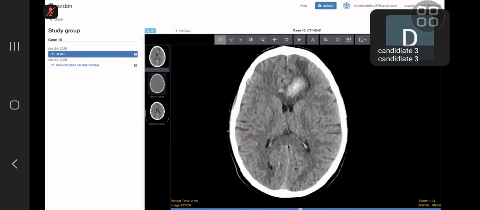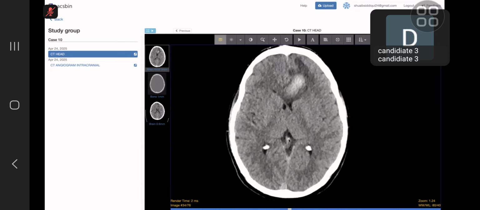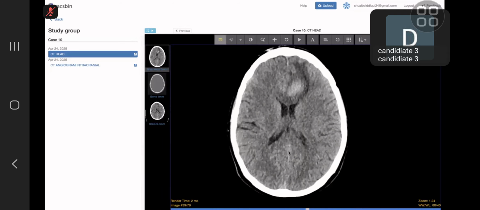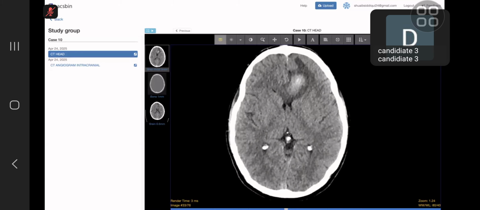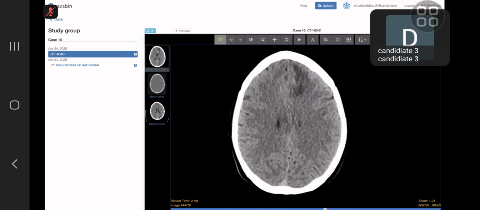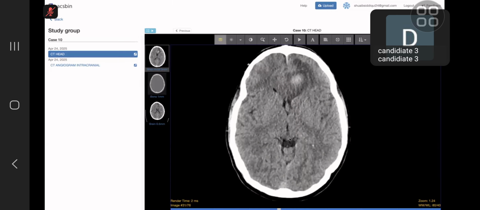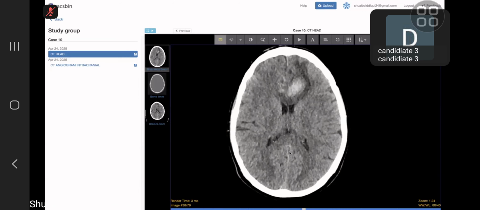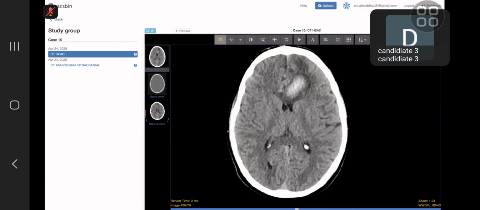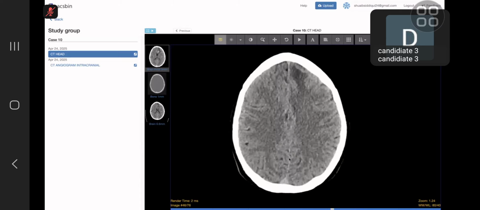This hyperdensity is not causing mass effect on the ventricles. I couldn't see any evidence of hydrocephalus yet. At the same time, I am suspecting that it caused mild midline shift of the brain to the left hemisphere. I couldn't see any other abnormality within the brain.